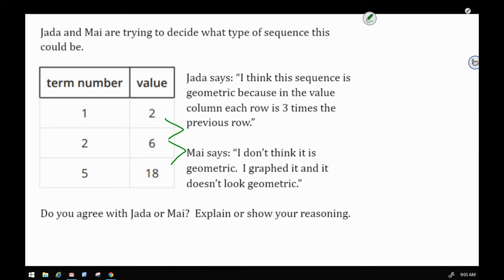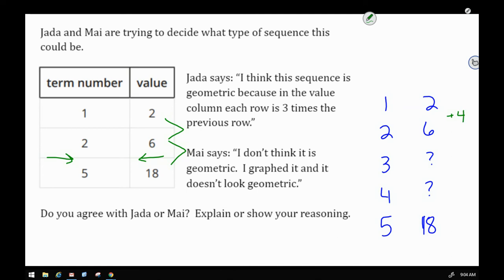Okay, so we're missing some stuff right here in the middle. What are we missing? A 3 and a 4. So if we have 1 and 2, 2 and 6, a 3 and something, a 4 and something, and then 5 and 18. If I multiply by 3 every time, is that going to give me this 18 right here? No. So what's really happening between these terms? They're adding 4.